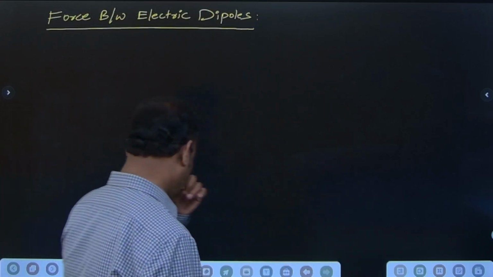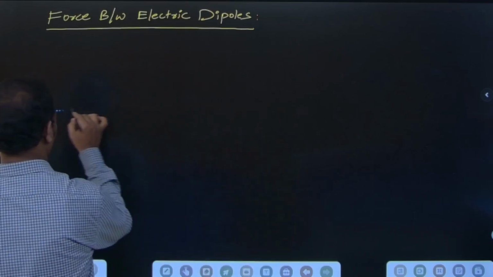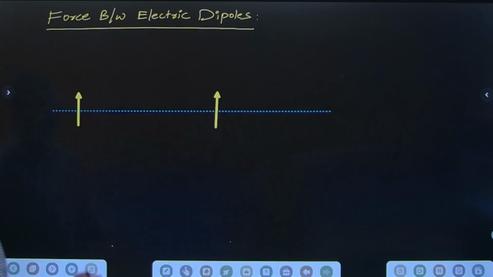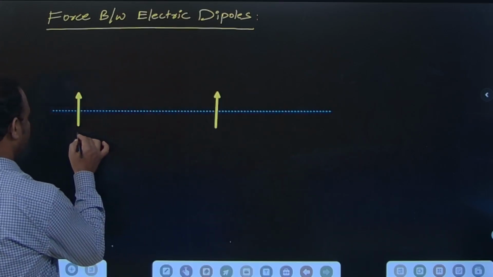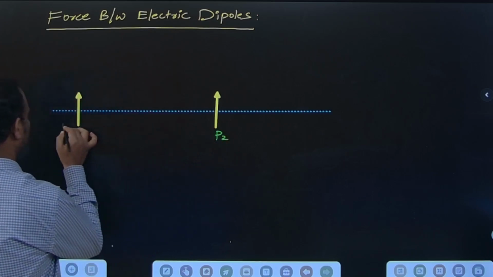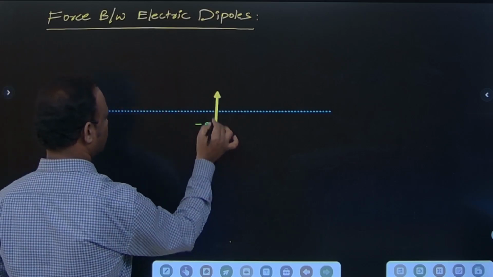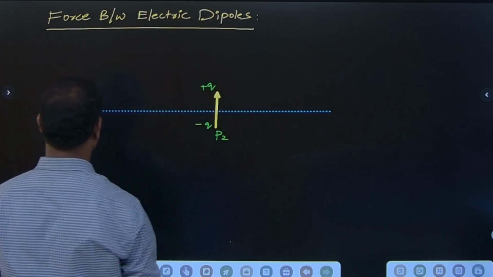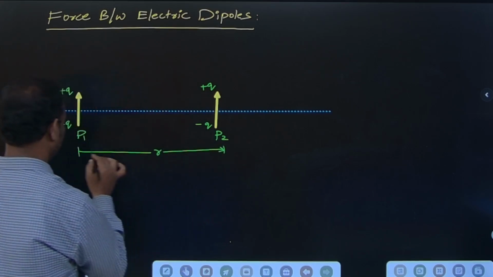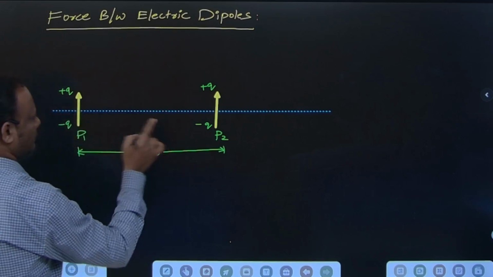Force between electric dipoles. Suppose there is a line, and on this line I am choosing two dipoles. Here two dipoles are taken. This is P1, the next one is P2. Here minus Q and plus Q, and here also minus Q and plus Q. The distance of separation I am choosing as R.